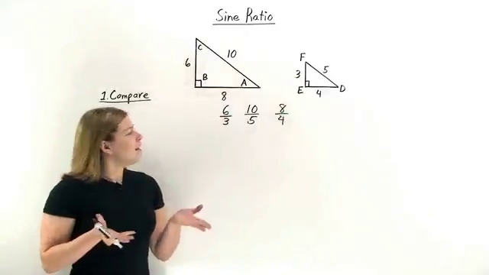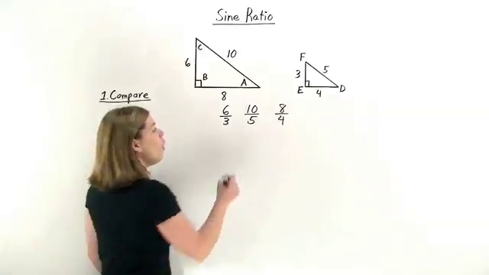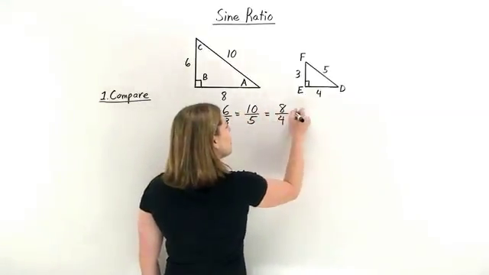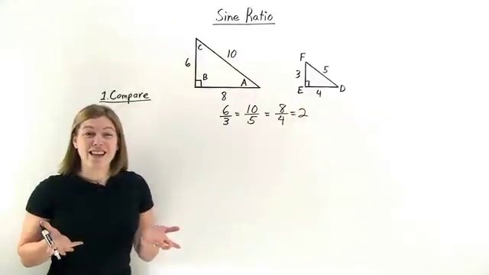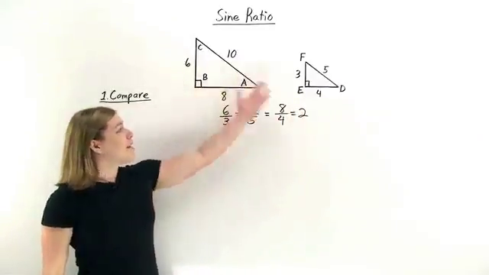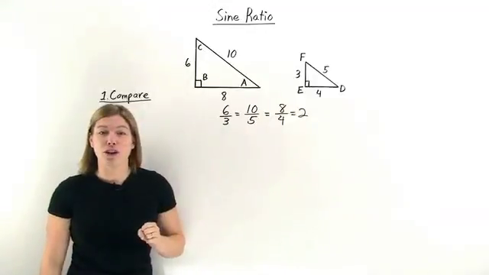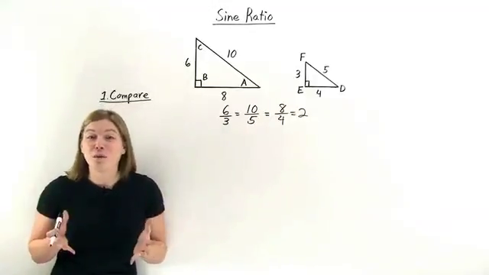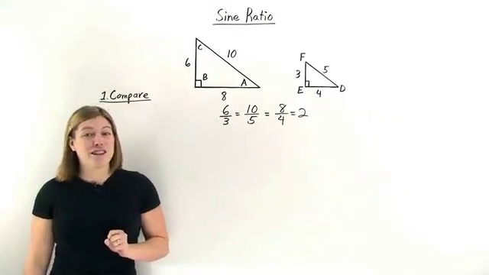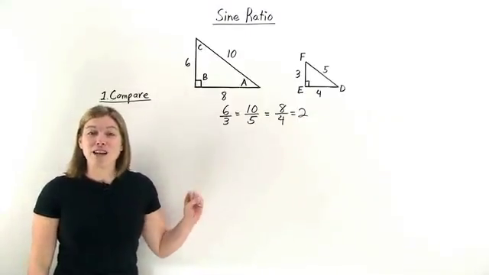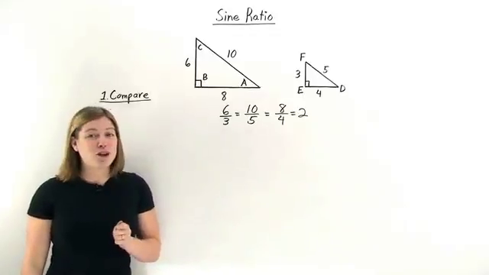Now look at what we get. 6 over 3, 10 over 5, and 8 over 4 all reduce to the same thing. They're all equal to 2. Neat. And if we look, we were dealing with corresponding sides. So corresponding sides are proportional. That means that these two right triangles are similar figures. And if we have similar figures, not only are corresponding sides proportional, but corresponding angles are congruent. They have the same measurement.